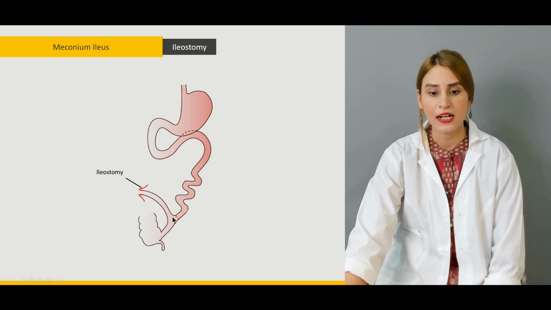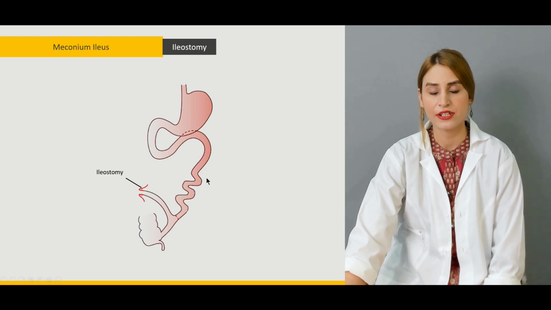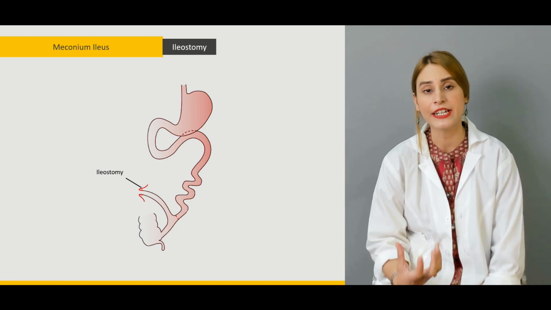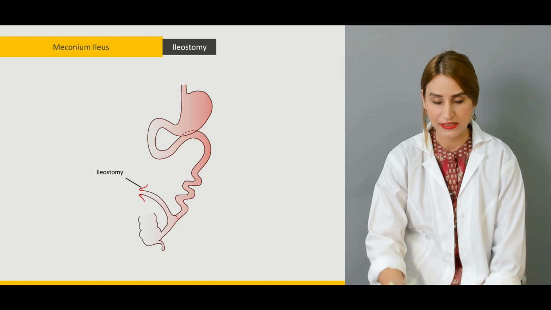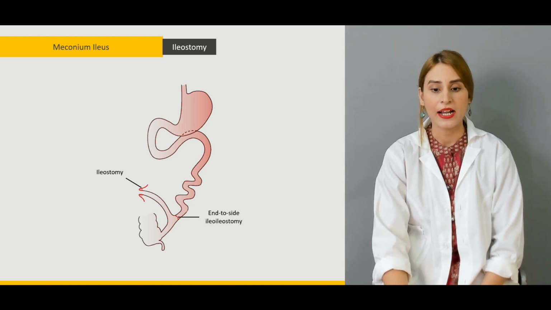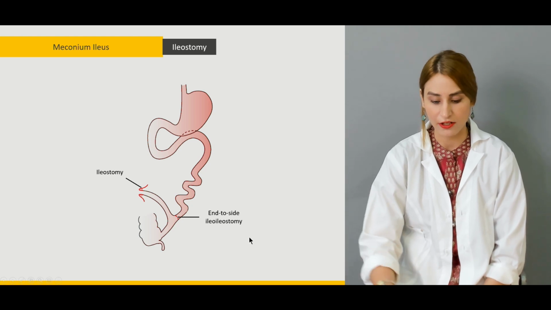What you do is resect the segment, and you bring down that ileus segment as a stoma, and that's called an ileostomy. So you perform the surgery for the Meconium Ileus, and you can see that this is the end-to-end ileostomy site.